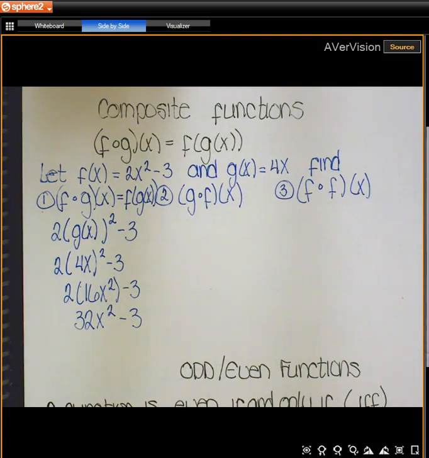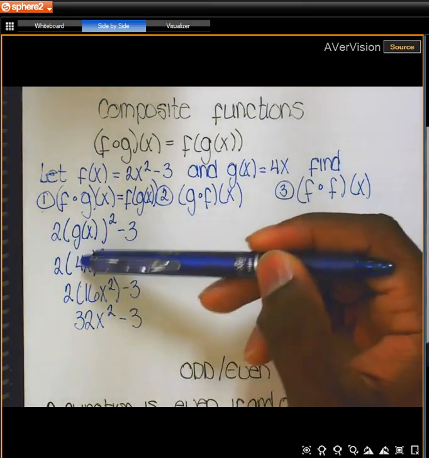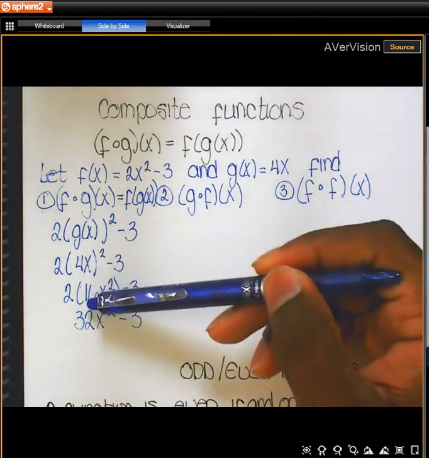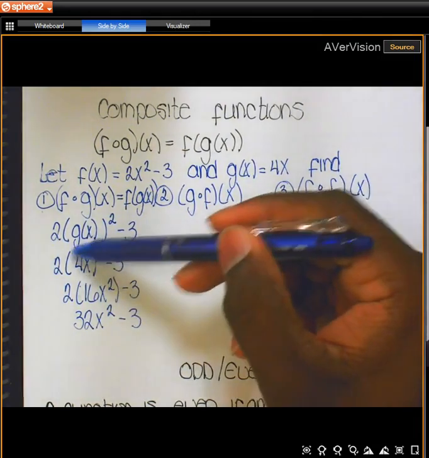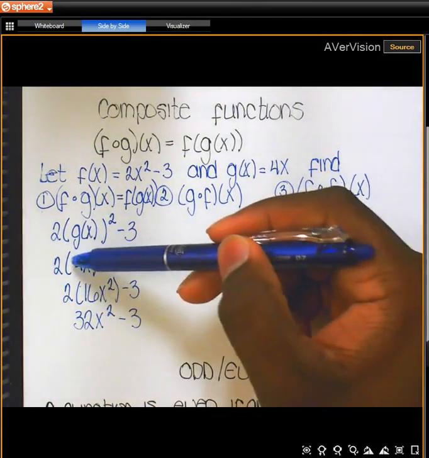Any questions for real? So when you square 4x, 4 squared is 16 and x squared is x squared. Better? So when you square something that's being multiplied, you just square each one separately.